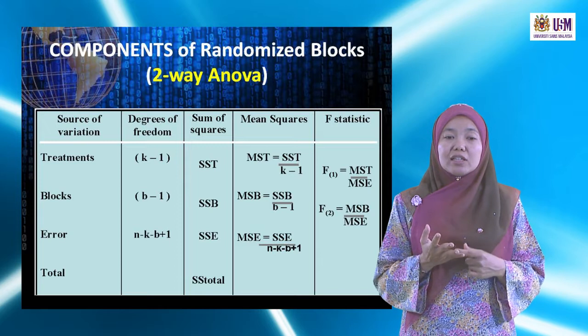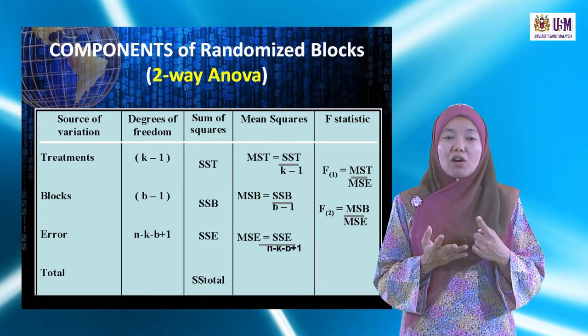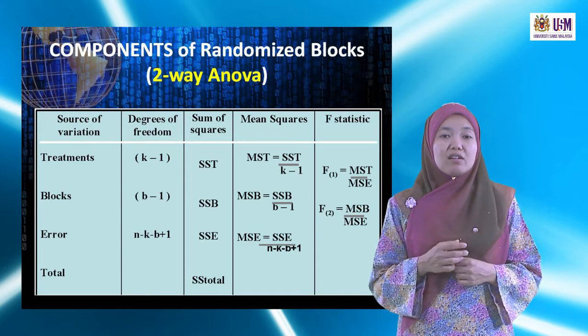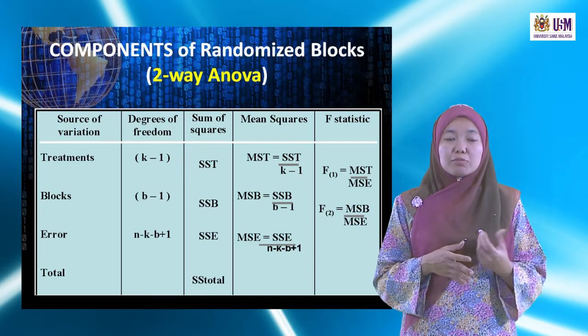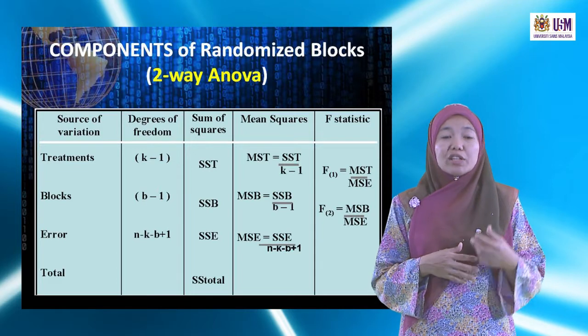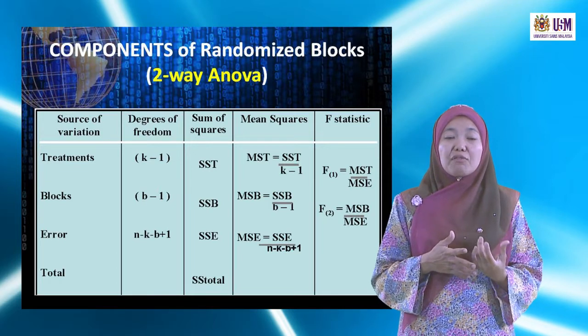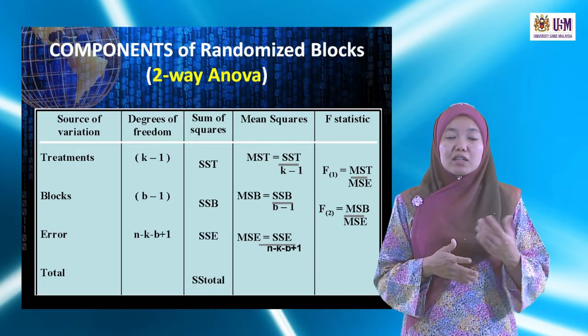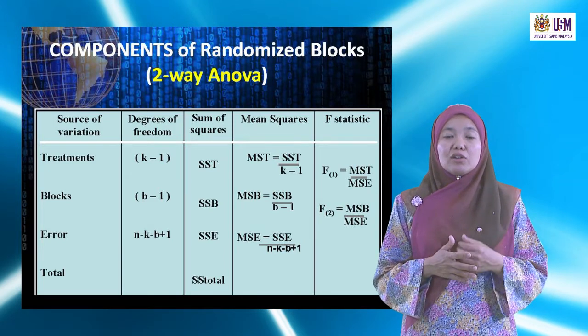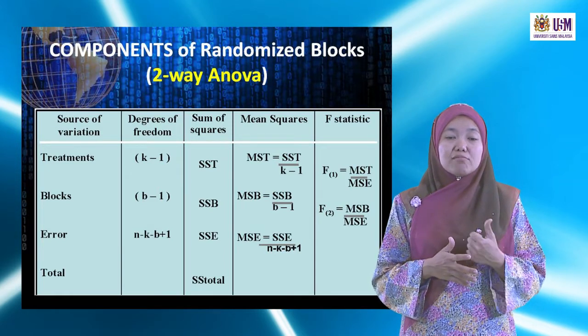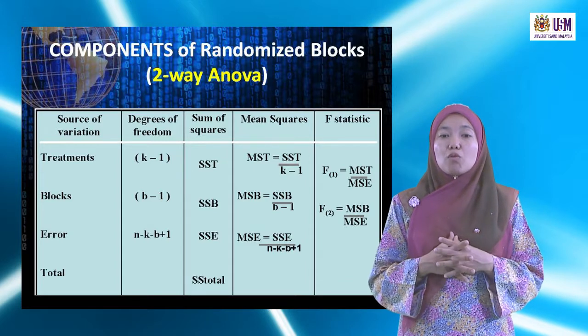Okay, and the total is the addition of all three treatments, block and error. So degree of freedom, you have K minus 1, similar as before. K is the number of groups or the number of treatments that you have. And then the blocks, B minus 1, that is the degree of freedom. So error, degree of freedom is given as M minus K minus B plus 1.